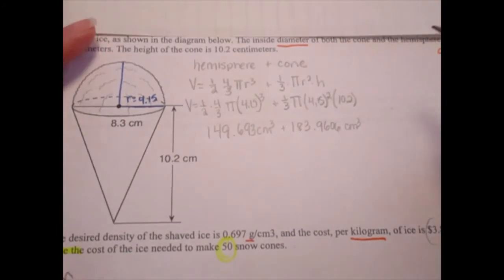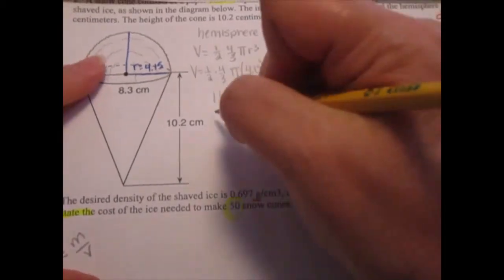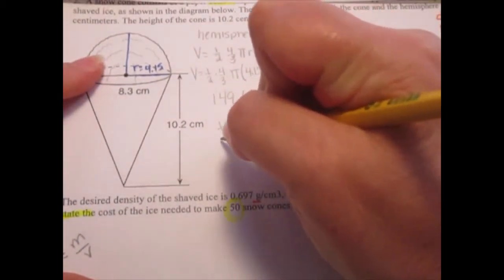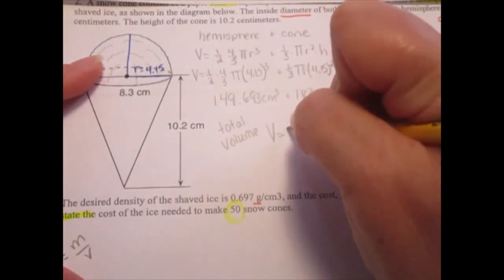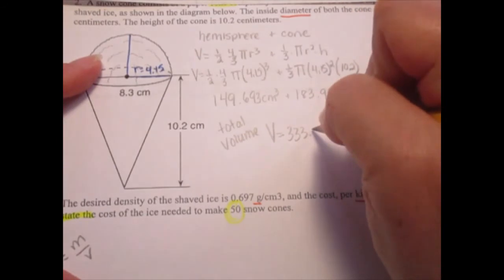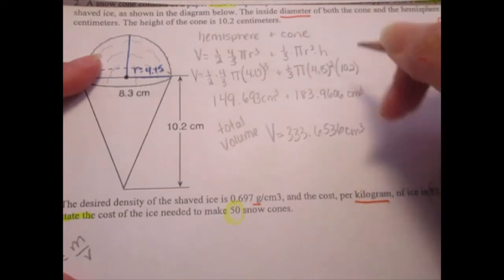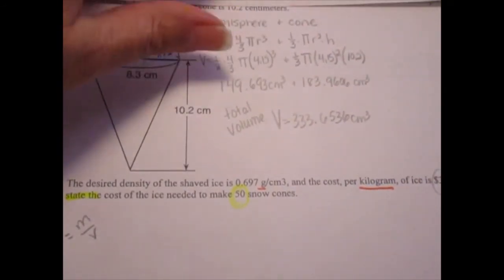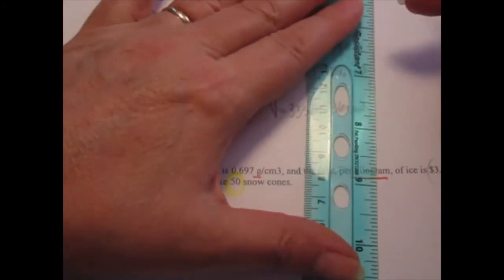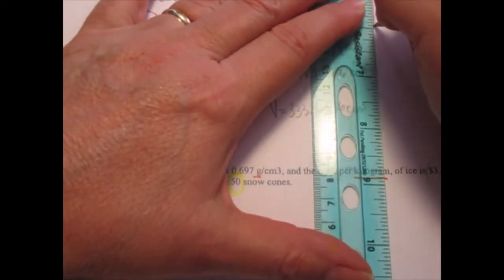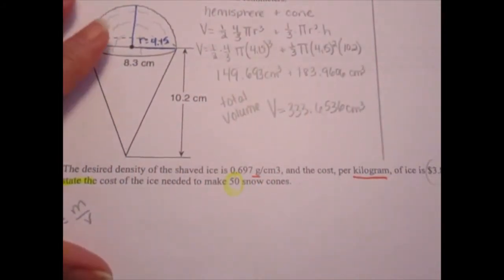And because it's a conjoined figure, we are going to add those two together in your calculator, and your total volume is equal to 333.6536 centimeters cubed. And notice I'm not chopping off any of those decimals because I do not want my answer to be off at the end, and it could be if you decide to round too early. Okay. So that's the volume portion of my problem.